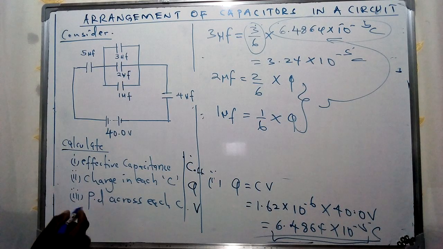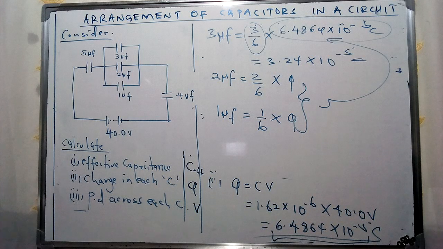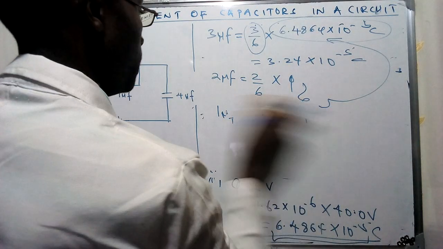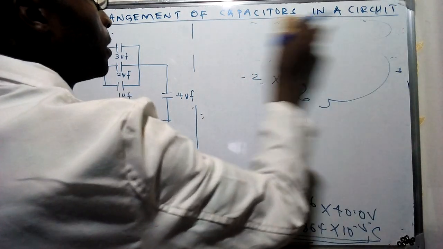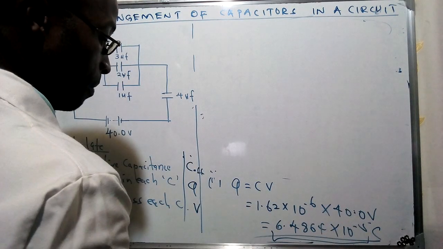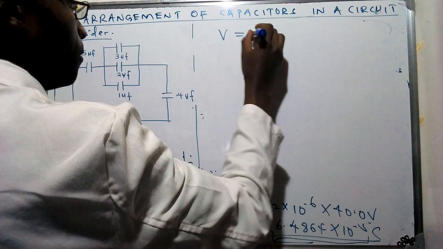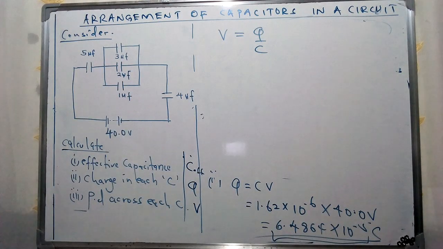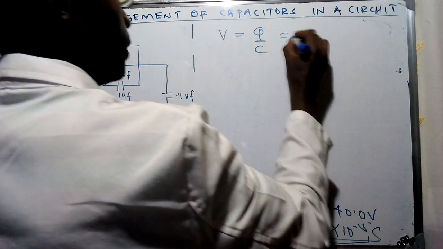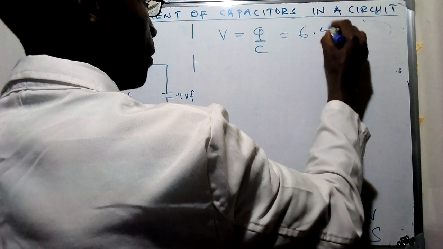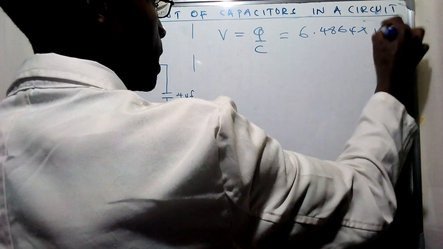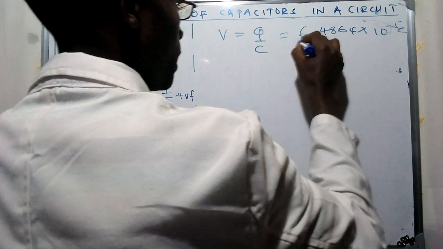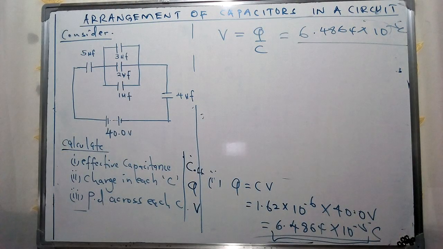Now, for the last option, we're going to look at the concept of a potential difference across each capacitor. For this potential difference, we have mentioned that we can find it by the ratio of Q over C, which is the total charge divided by the capacitance. So in this case, the potential difference is equivalent to Q over C. And as we said, we have found Q to be 6.4864 times 10 negative 5 coulombs, and this is over the total capacitance.